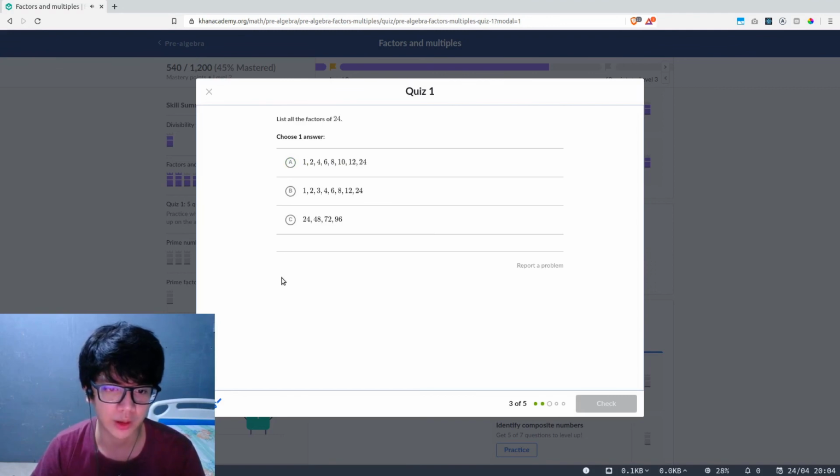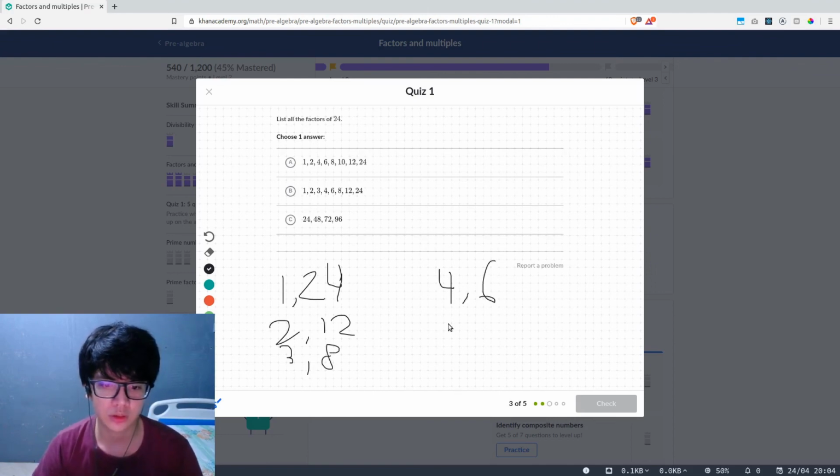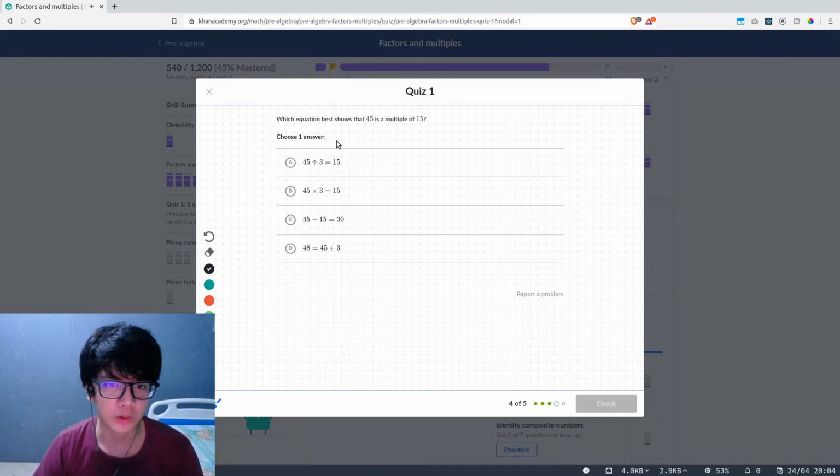Factors of 24, we have like 1, 24, 2, 12, 6, yeah, 3, 8, I guess, and then 4, 6. Yeah, I guess it's the only factors of it. Okay. Which equation best shows that 45 is a multiple of 15? 45 is a multiple of 15 because 45 divided by 3 is 15.